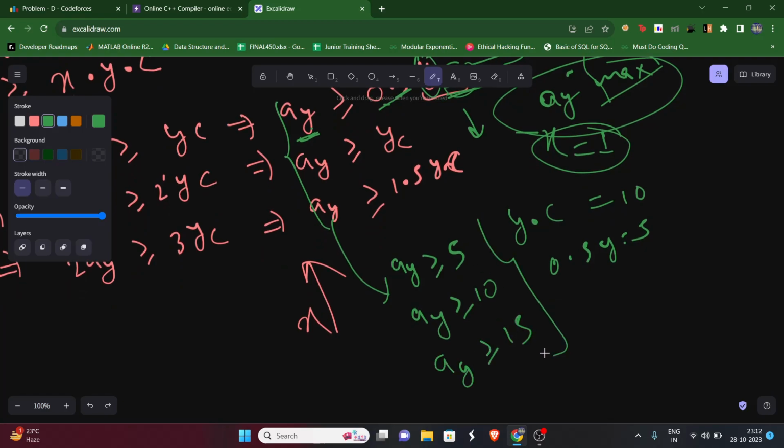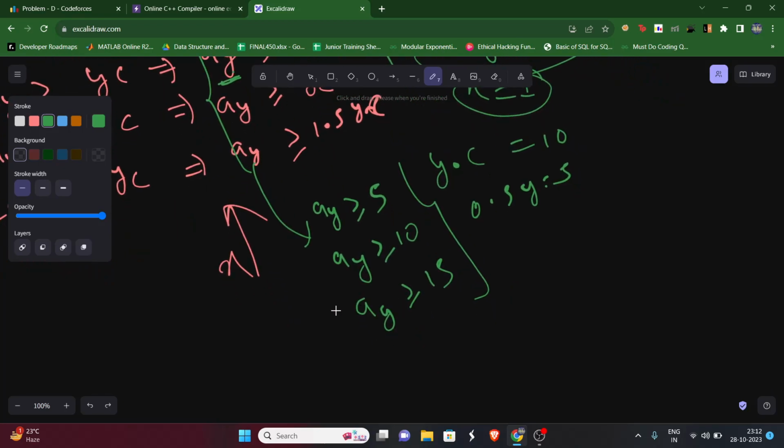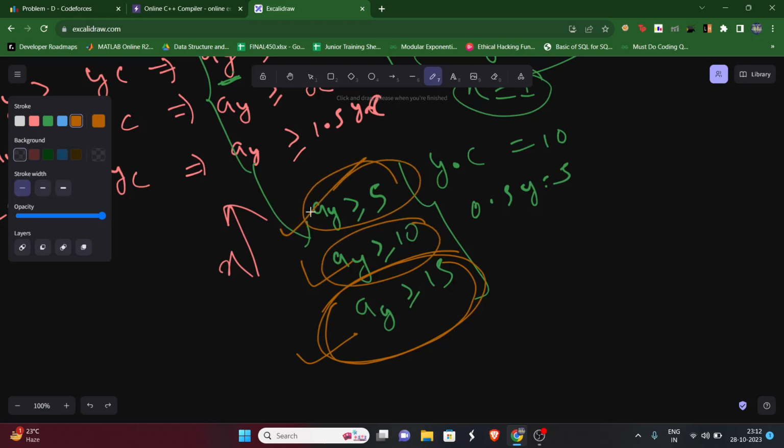So from here, what we realize is that if for any value, this condition holds true, that is ay is greater than 15, that means ay will be greater than 10 and ay will be greater than 5 as well. So we know that if for any greater x, this ay is satisfying the condition, that means it will satisfy for 1, right?